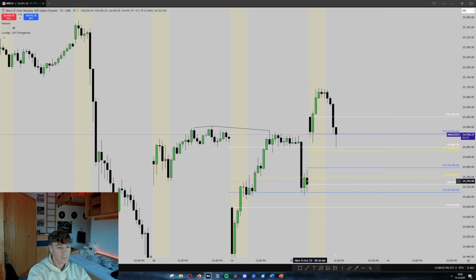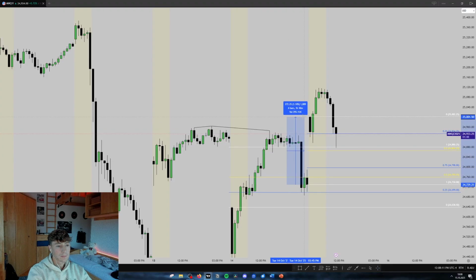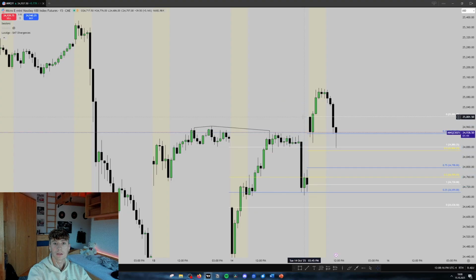So basically right here we closed at 4 p.m. and opened 272 handles higher, so right here. So therefore we are in trending conditions. We have a gap larger than 120 handles, so therefore we expect NQ to trade back to the upper quadrant and then trade higher with the trend.